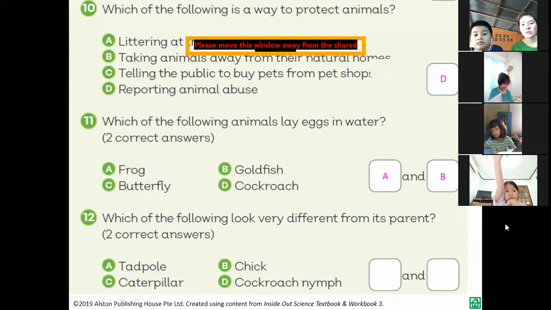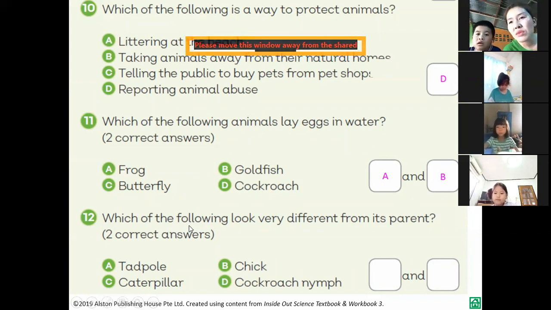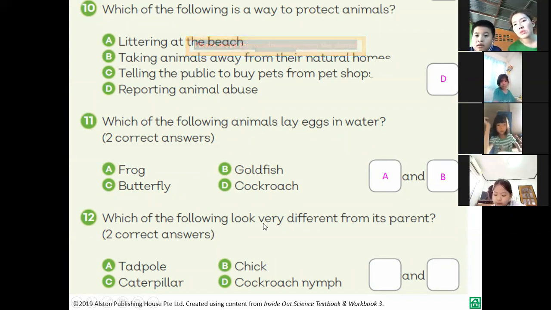Which of the following is very different from its parent?